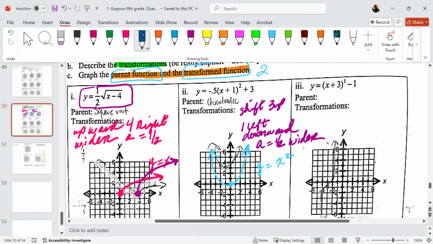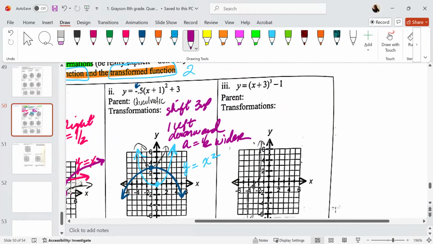That's what I'm saying. Okay, then shift 3 up, 1, 2, 3, 1 to the left. There's your vertex. And it's downward. There's a negative. Why is that upward? It's downward and it's wider. So it should be like this. Is yours downward? It's negative.